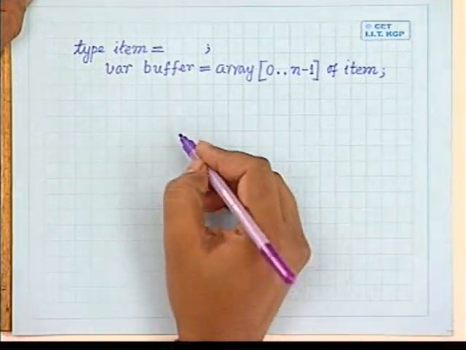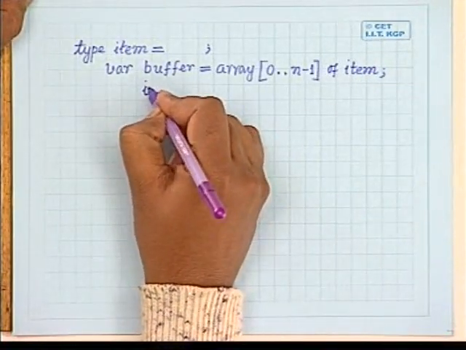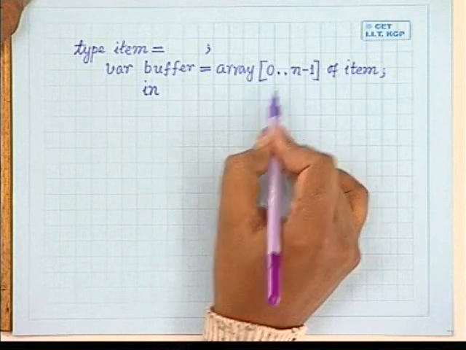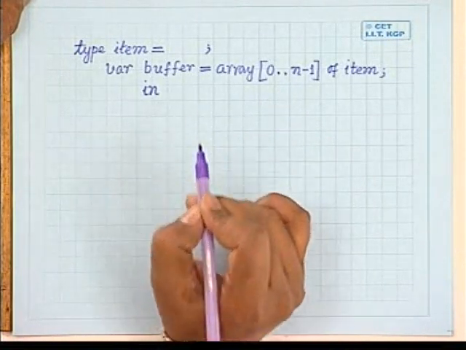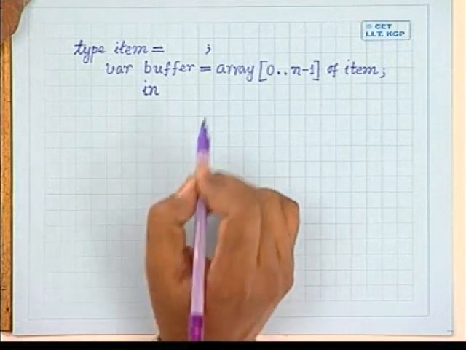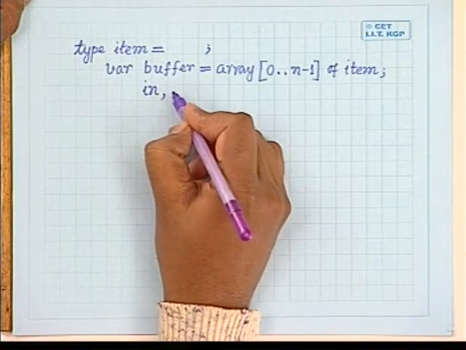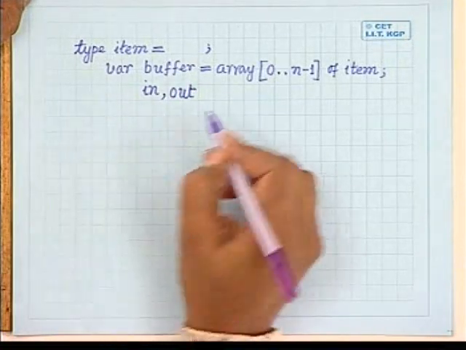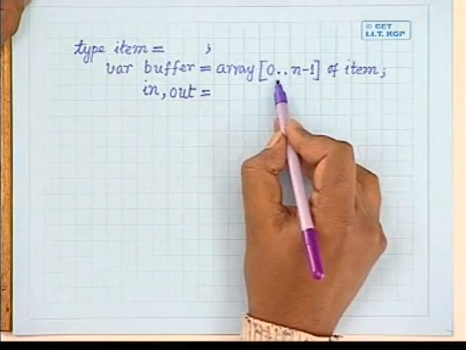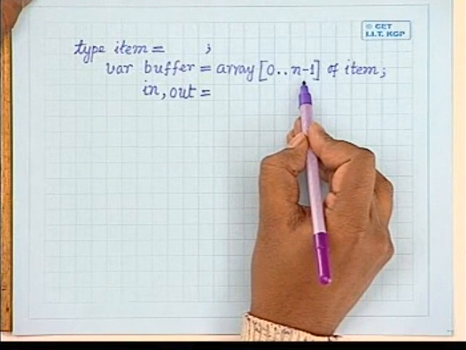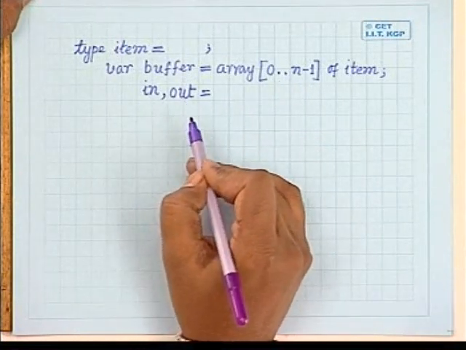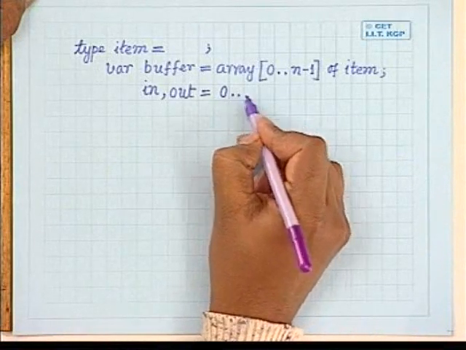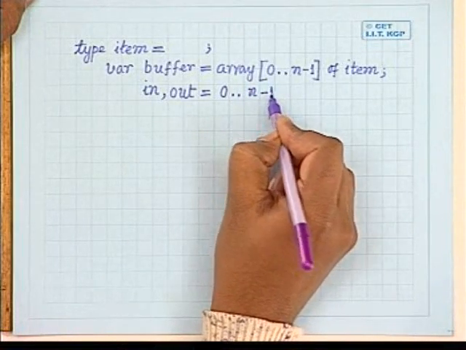Okay. We know we need two pointers or two indices to point to an item in the buffer, because buffer is an array. So I must have pointers which will point to different locations in the buffer. So we'll have two pointers. One is pointer in and the other one is pointer out. And because there are n number of locations numbering 0 to n minus 1, obviously these pointers can assume values from 0 to n minus 1. So, we will write like this, 0 to n minus 1.